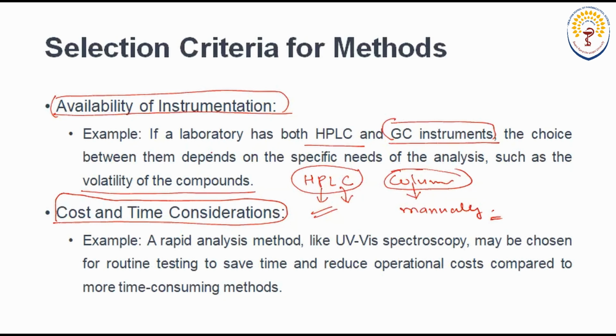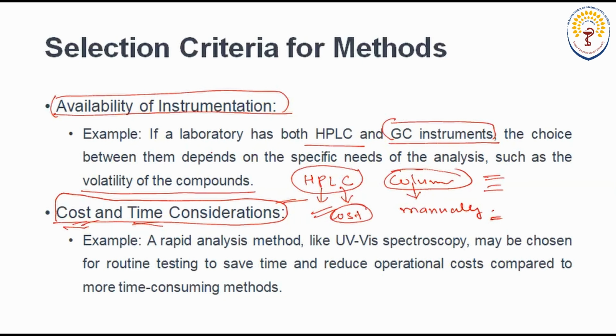But as per cost consideration, HPLC is not cheap. It is a costlier technique than column. So it depends upon what kind of consideration you have. Are you considering time or cost? If you are considering time, then go for HPLC. If you are considering cost, then you should go for column. So it's a very simple example.